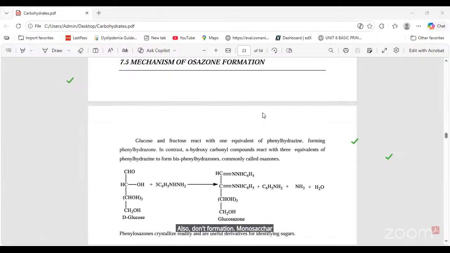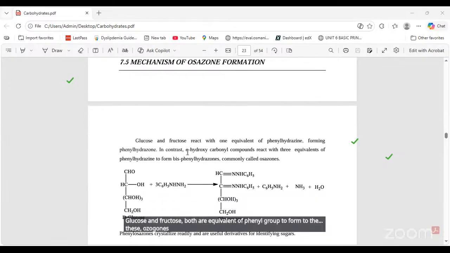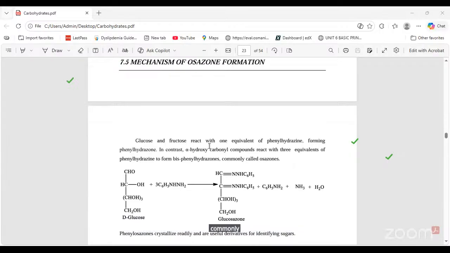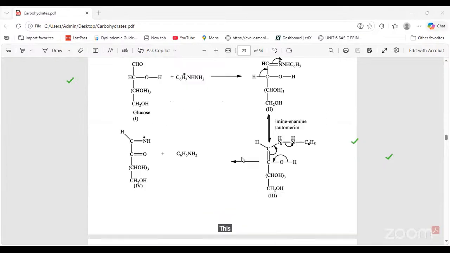Monosaccharide is completed. Yes or no? Okay, ma'am. What are osazones? Glucose and fructose both react with an equivalent of phenylhydrazine to form osazones. The alpha hydroxy carbonyl group is present. This is a crystalline formation, and this is called osazone.